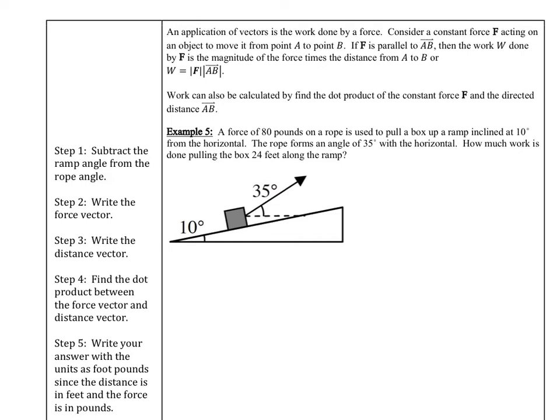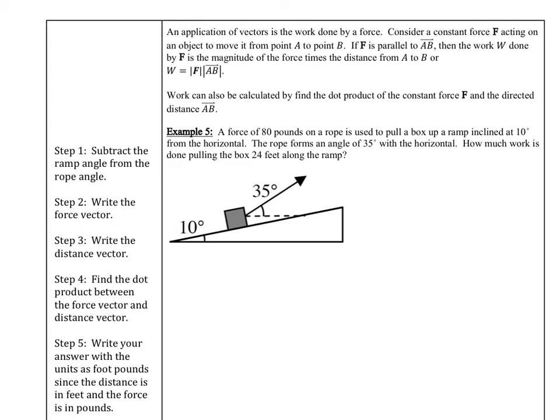When we're looking at an application of vectors where we've got work done by a force, we have a force acting on an object to move it from one point to another. Then in our formula, we're just going to multiply the magnitudes of each vector together. That's going to give us our work. That's very simplified. You've got your steps over on the side, and we're going to go through these steps.